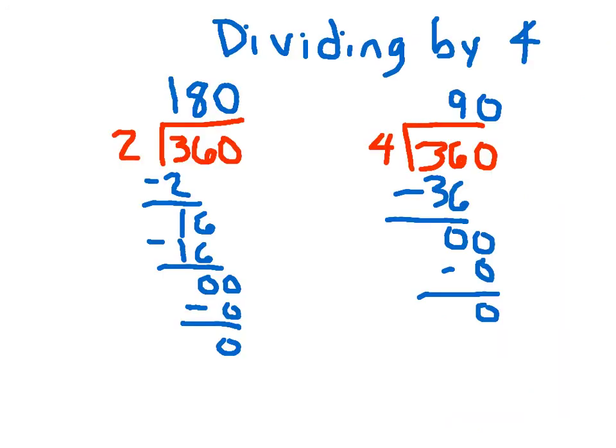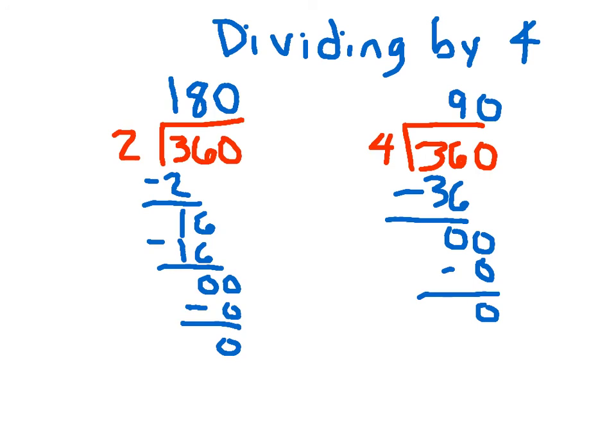I've got two very similar problems right here. We're now looking at dividing by 4. And I've shown you here, this is dividing by 2. We've got 360 divided by 2 is 180. Now if I take that same dividend, 360, but instead of dividing it by 2, I divide it by 4, you'll see I got 90. Now, what do you see about 90 and 180?